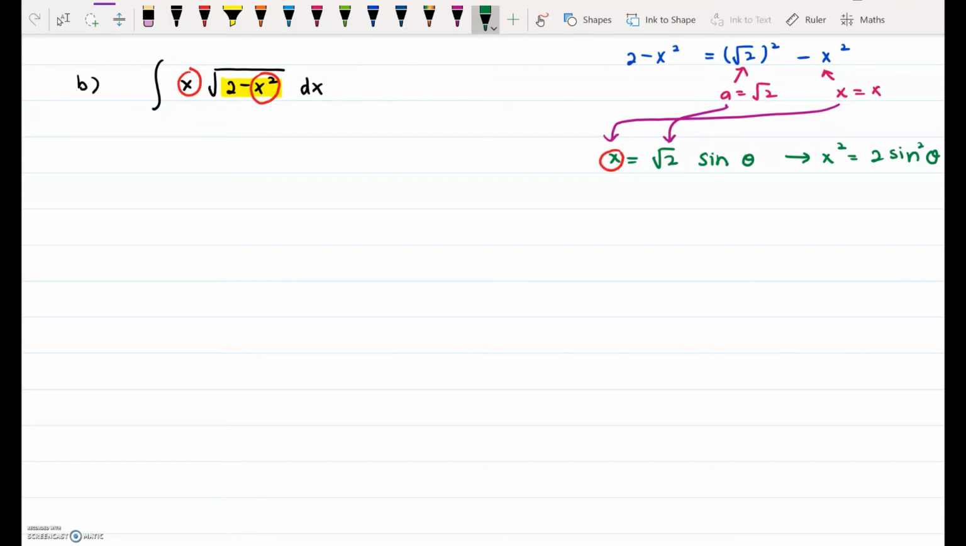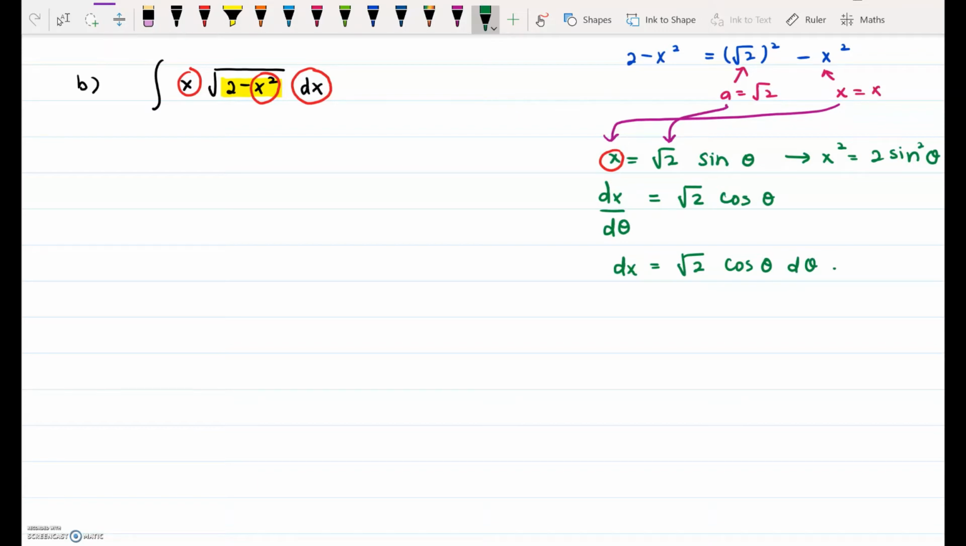Continue. What is another thing that we need to find? This one, dx. So we need to find dx. Thus, we will differentiate dx over d theta. Then you differentiate sine, and you will have here square root 2 cos theta. When you write dx as the subject, it will be square root 2 cos theta d theta.